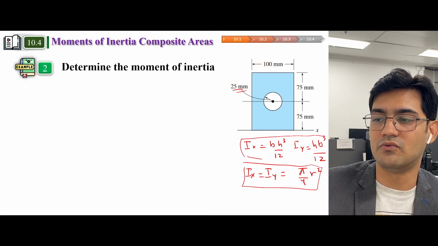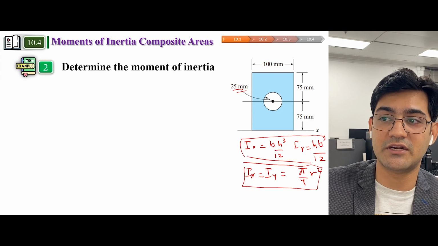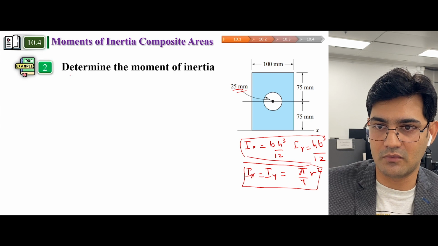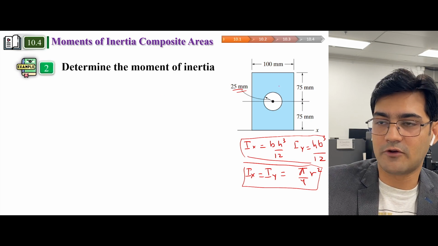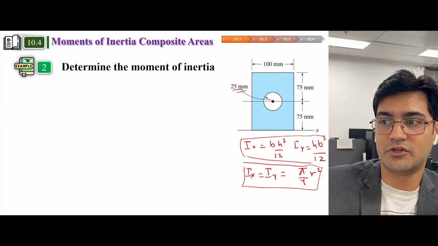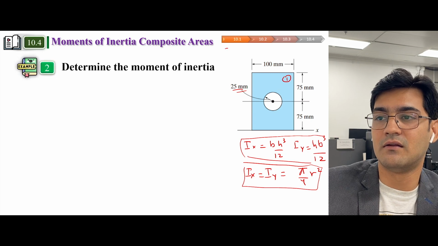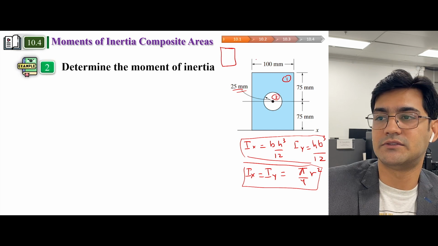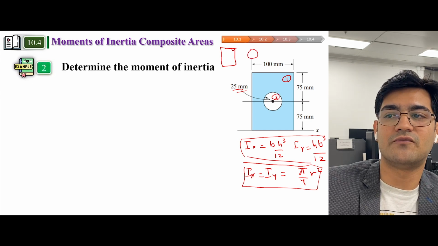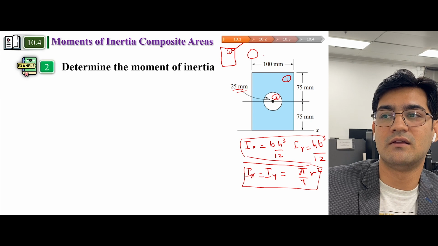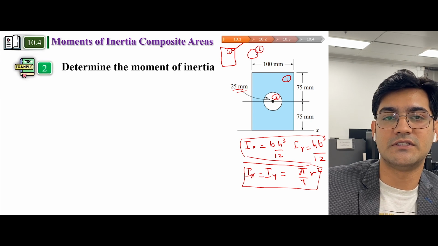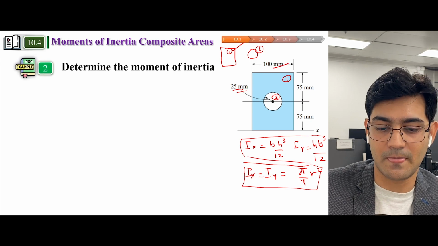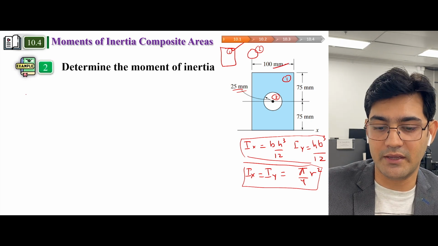We already know these formulas, but what we are interested in is to calculate the moment of inertia for the whole composite body. From here we can see that this is made up of two segments. Segment 1 is a rectangle and segment 2 is a circle. So if we can calculate the moment of inertia of this rectangle and subtract the moment of inertia of this circle from it, we can calculate the total moment of inertia of this composite body. And this is what we are going to do now.